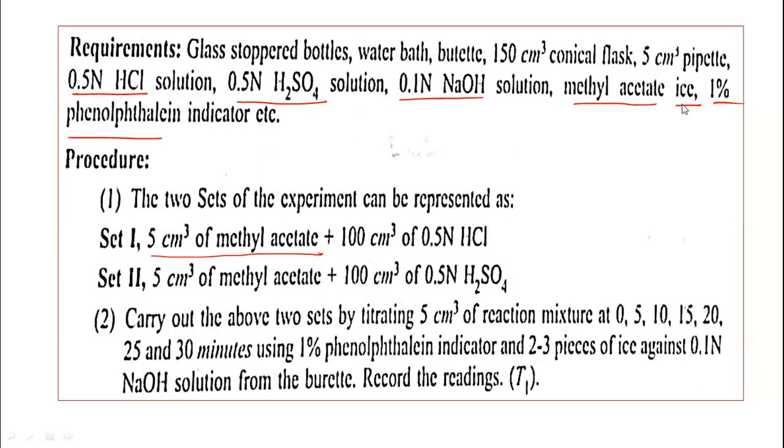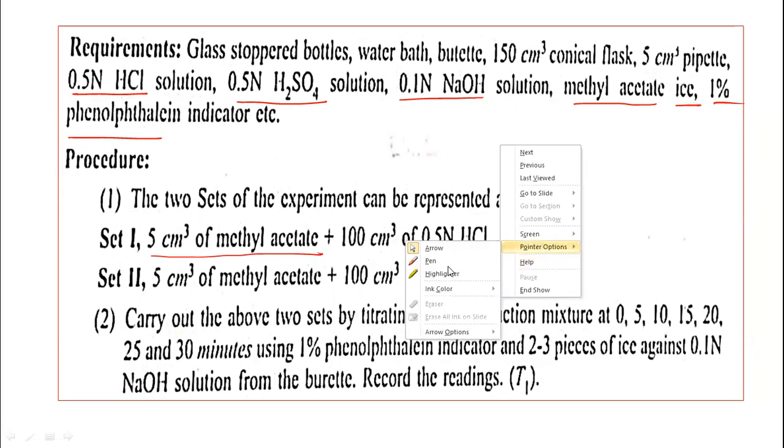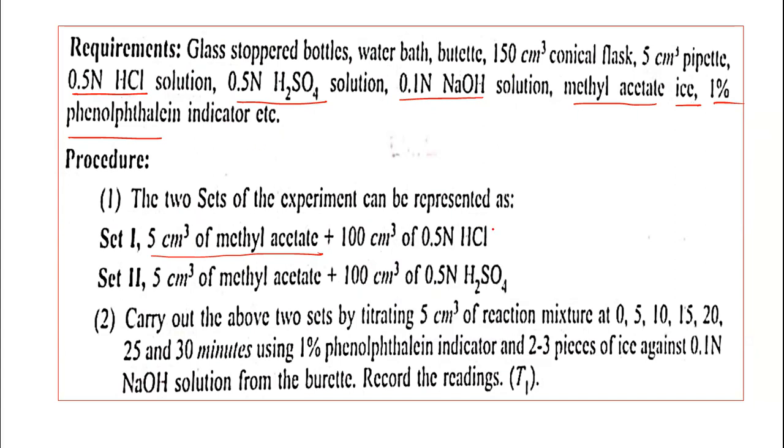Now let us see the procedure of the experiment. Now we are going to perform two sets. The first set is for HCl, and the second set is for sulfuric acid. So let us see how to perform the first set. In the first set, we have to take 5 ml of the methyl acetate in a stoppered bottle.